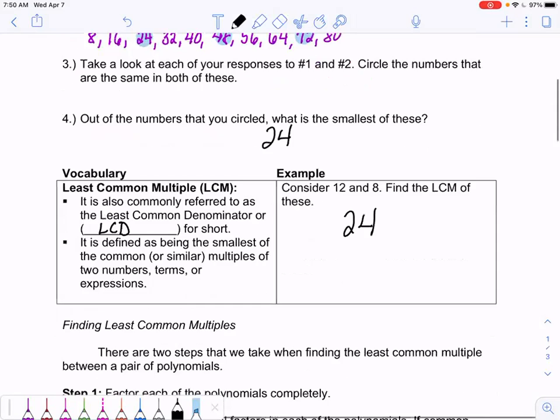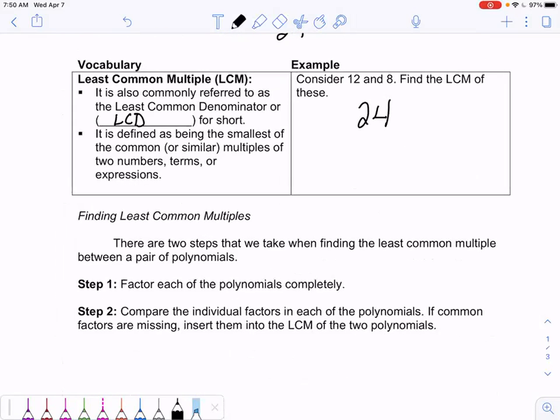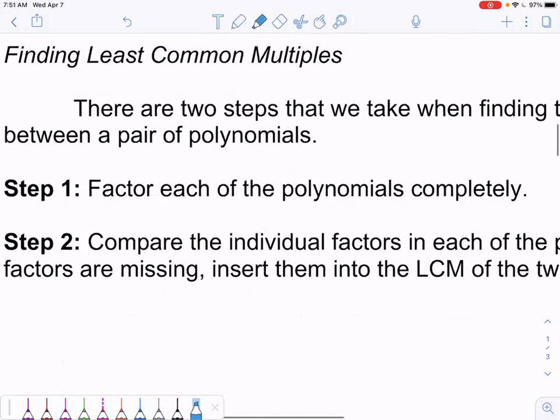We are going to work on finding least common multiples today of expressions, not just numbers. And of course, we've got a little process to help you do that. 2 steps that we take to find the least common multiple or the least common denominator of a pair of polynomials. So a polynomial is an expression containing x. The first step, look at that wonderful F word right here, factor. That's the first step. The first step of simplifying is factoring.